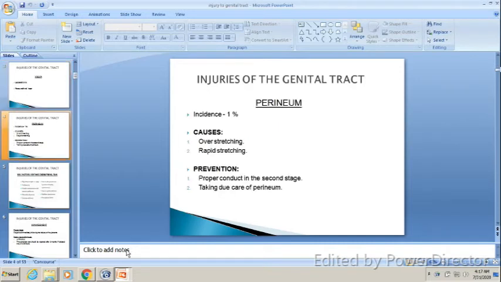It happens if you are not giving proper support from above and downward. So perineal tear incidence is 1%. What are the causes for perineal injuries? Overstretching and rapid stretching. Rapid stretching, that is precipitate labor, what I have told you. Rapid stretching also means in a forceps or vacuum delivery, when you are doing a forceful pulling of the head. Prevention: proper conduct in the second stage, taking due care of the perineum.